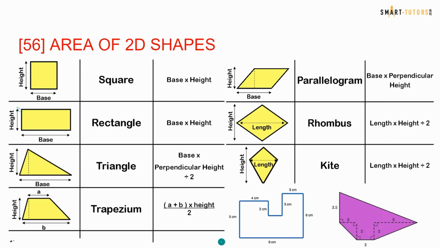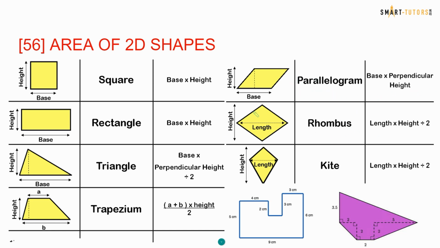Topic 56, area of 2D shapes. You need to be familiar with the basic area equation for the standard shapes. Square, we know base times height or side times side. Rectangle, width times length. Triangle, half base times height. Trapezium, the parallel sides, A plus B, divided by 2, times height. Parallelogram, base times height. Rhombus is also a kind of parallelogram, so you can use base times height.